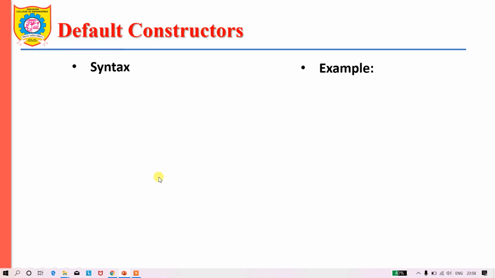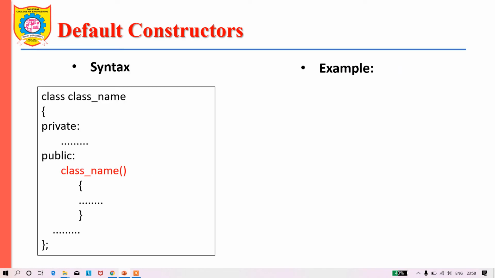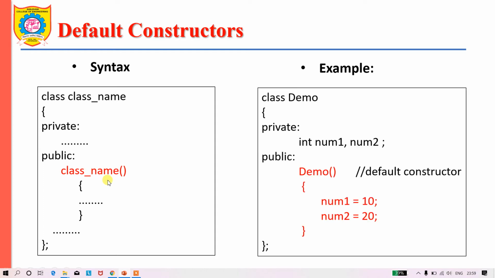Now let us see the syntax of a default constructor. As I told you, whether it is a default constructor or parameterized constructor, that should be declared in the public section of a class. Here I have a default constructor which will have the same name as the class name with no parameters. Let me show you the example.